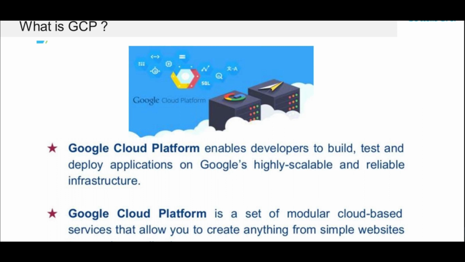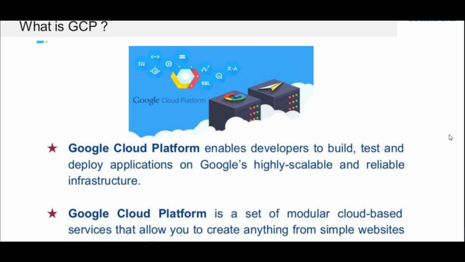Alright, so what is GCP? GCP stands for Google Cloud Platform, a place where we access Google-provided cloud services. The Google Cloud Platform enables developers to build, test, and deploy applications on Google's highly scalable and reliable infrastructure. So it says that the platform is a mechanism through which we access Google's machines, which are available in their facility, in their data centers.